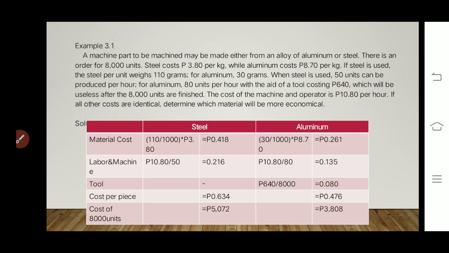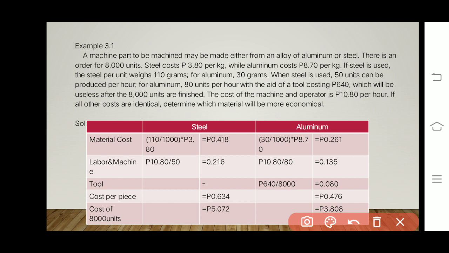So, ito yung example ng selection of materials. So, meron tayong dalawang klase dito ng material, yung aluminum and steel. So, there is an order for 8,000 units. So, ang kailangan nating gawin is 8,000 units. So, yung cost ng steel per kilogram is 3.8. And then, yung aluminum cost naman is 8.7 kada kilogram.